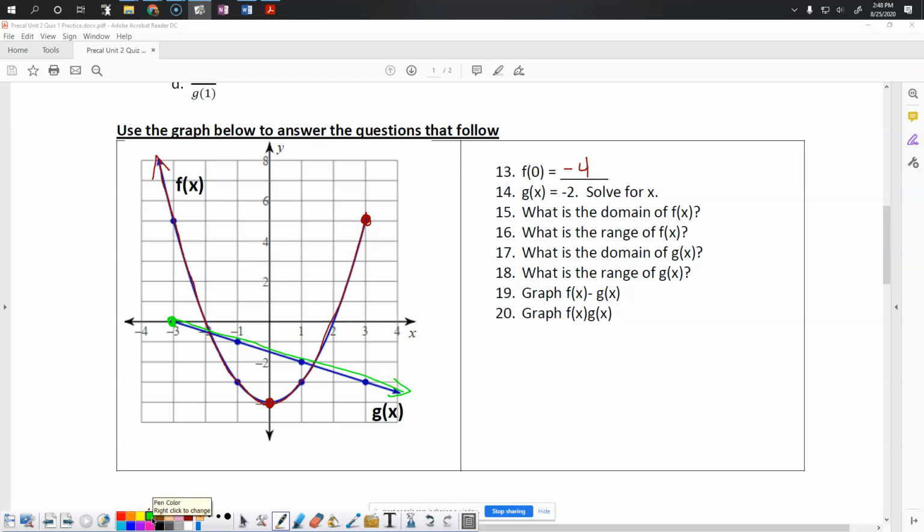G of x equals -2. So in this case I'm going to look at the g function. And I want to find where the output, the y value, is -2. So on the green line, I'm looking for a dot that has a y value of -2, and that would be right here. And to solve, we need to just find the x that goes with that y value, and the answer is 1.